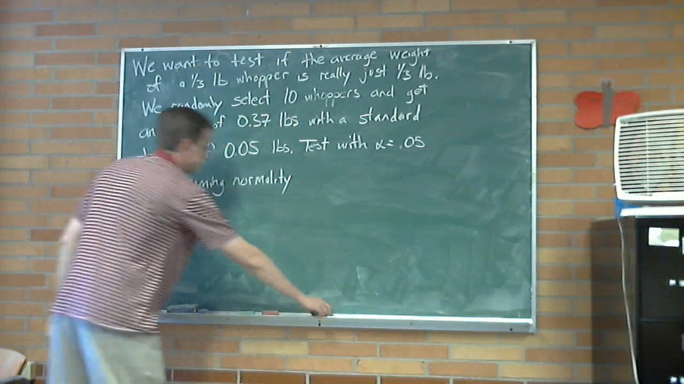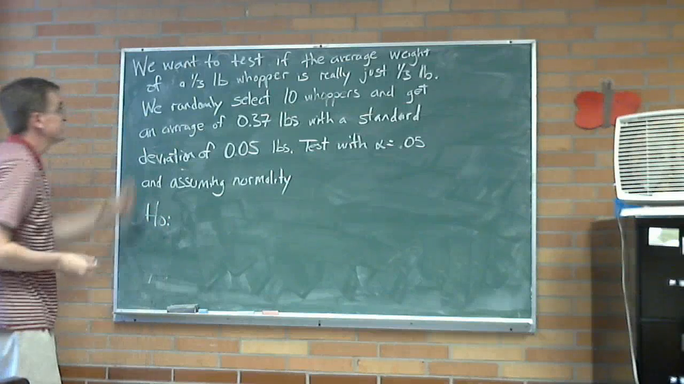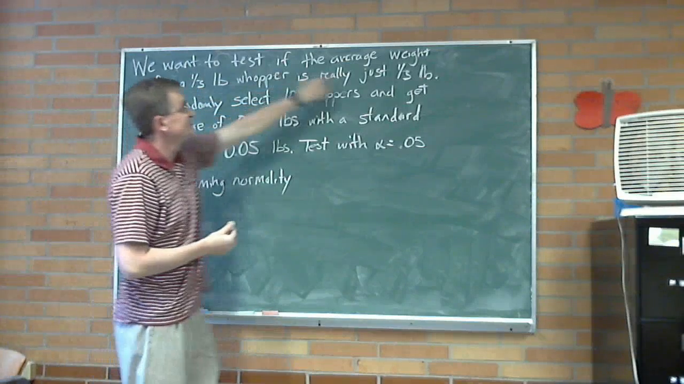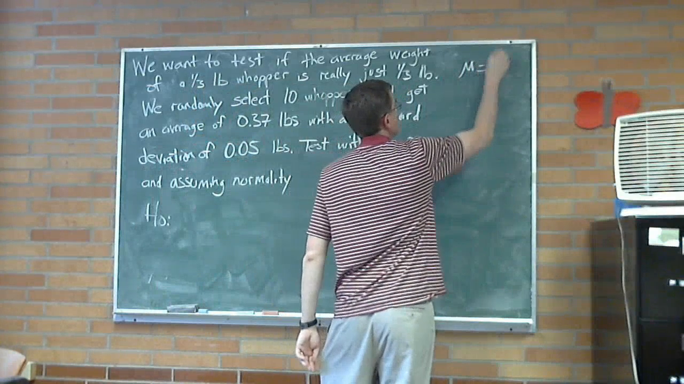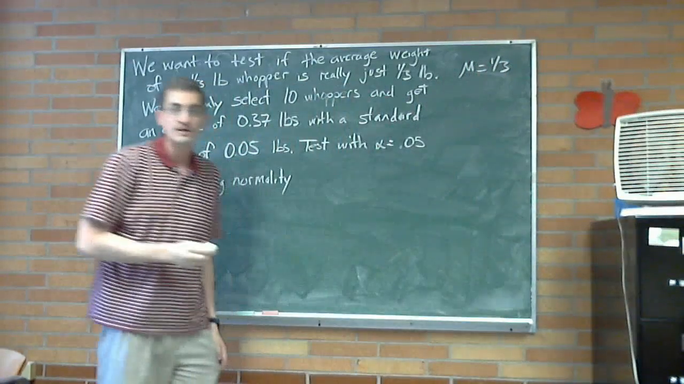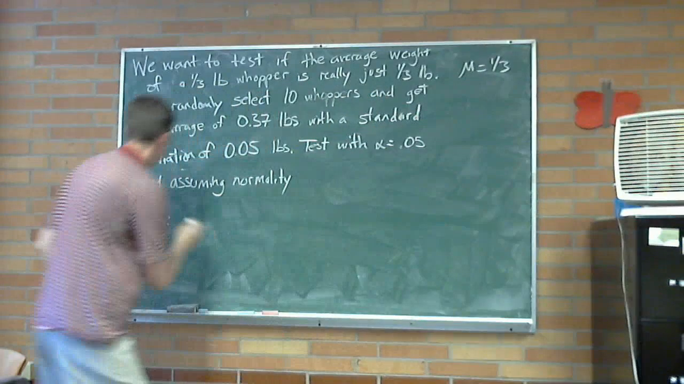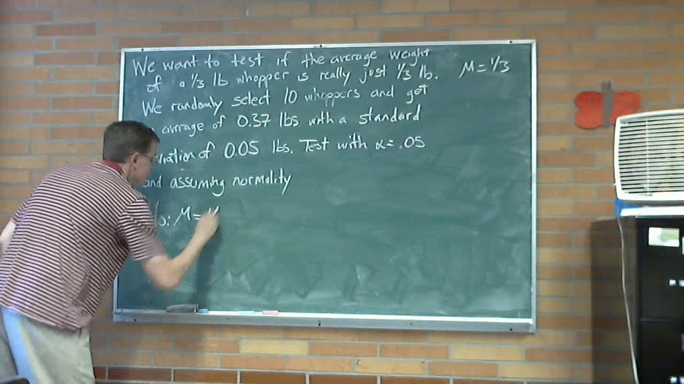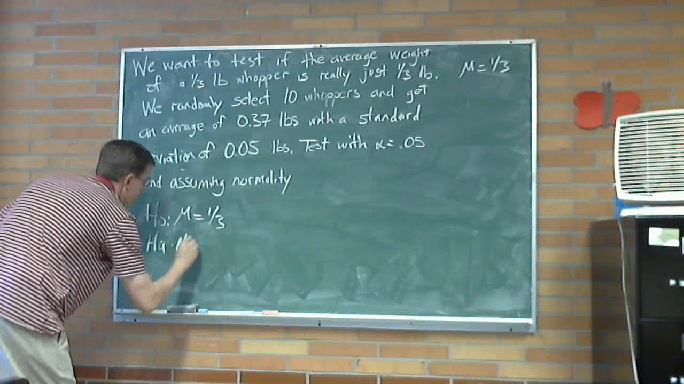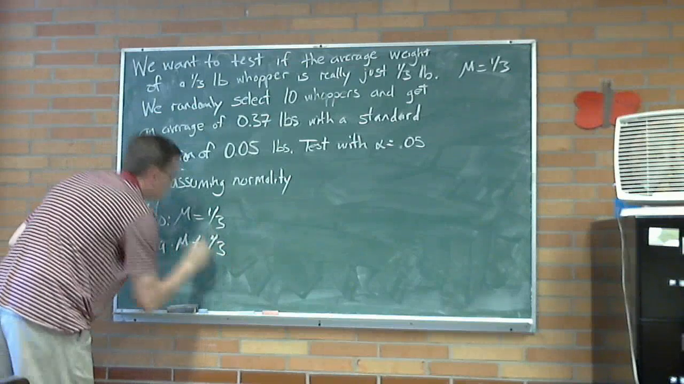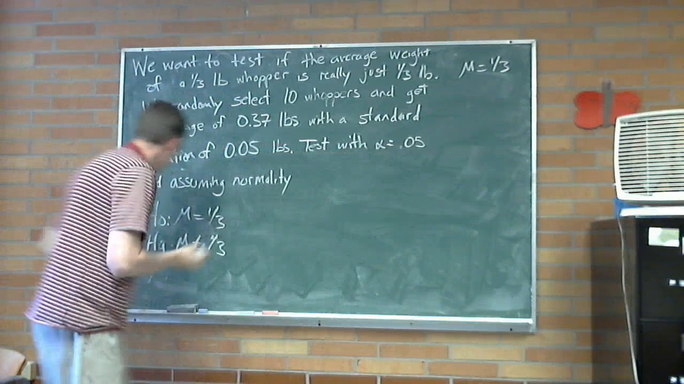Let's go through this. Okay? What is my null hypothesis? We're testing if the average is 1/3. When I read this, I see mu equals 1/3. Is there an equal sign in that? Yeah, there is. So that's my null. Null: mu equals 1/3. Alternative would be the opposite. It does not equal 1/3. Alpha, it already told us, alpha is 0.05.